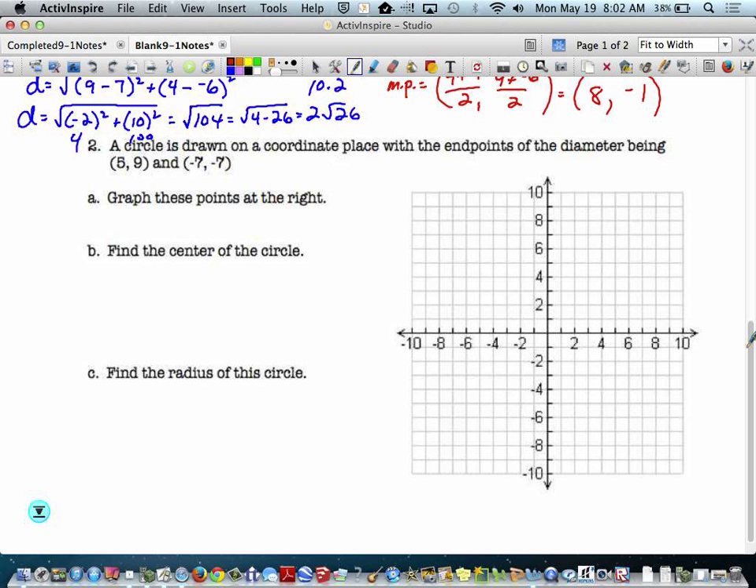A circle is drawn on a coordinate plane with the endpoints of the diameter being 5, 9 and negative 7, negative 7. So we graph those. Done. Find the center. Well, what do they talk about?